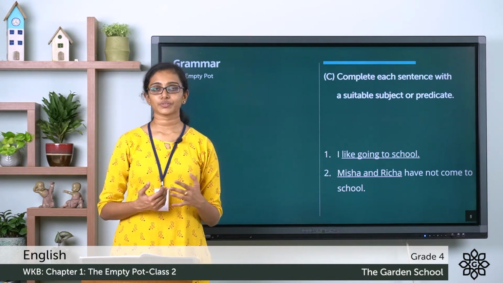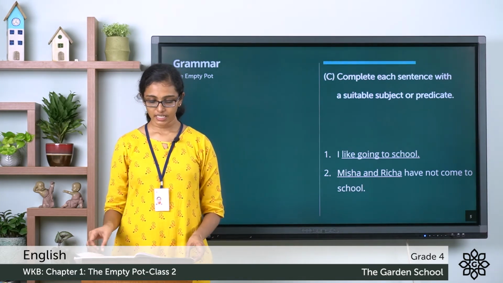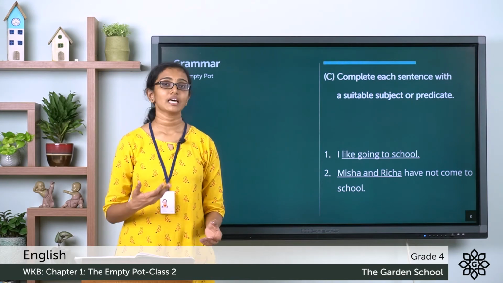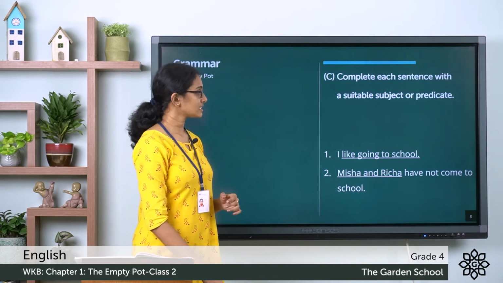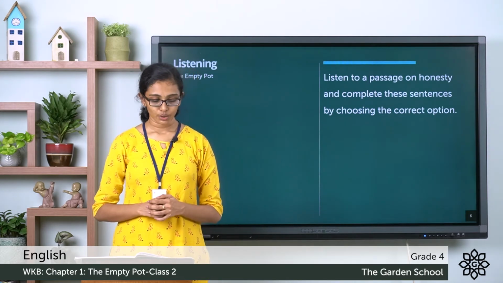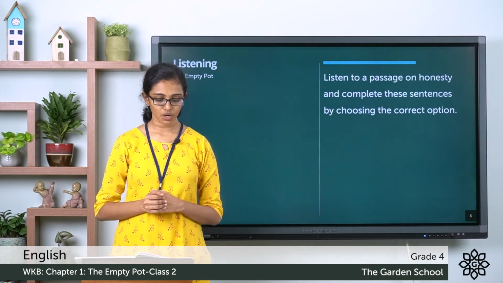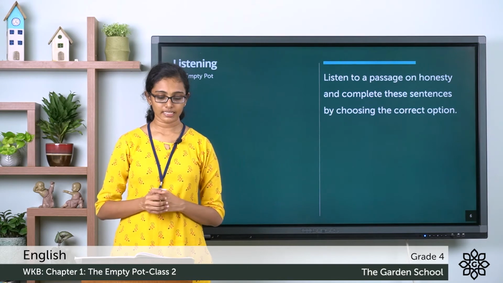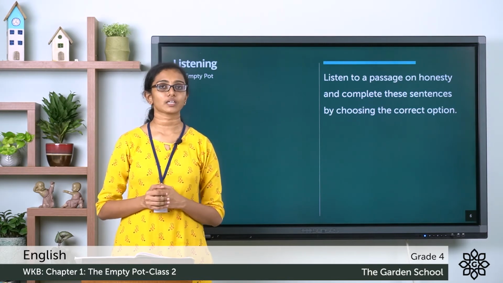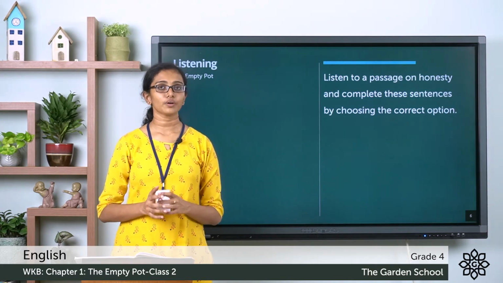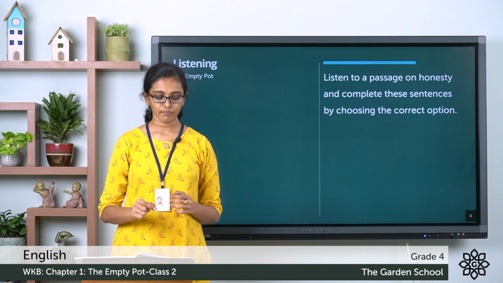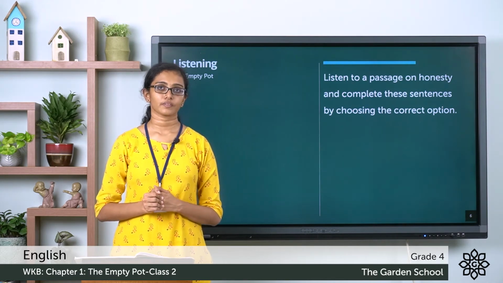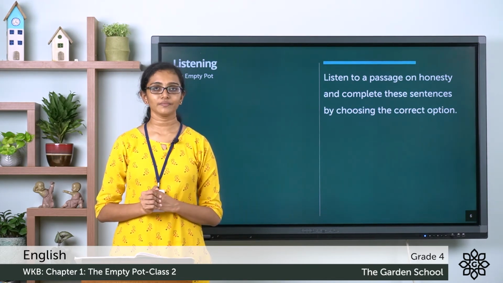Similarly, complete the rest of the sentences from the exercise before moving on to the next section. Which is the next section? This is the listening exercise. Here, you have to listen to a passage on honesty and complete these sentences by choosing the correct option. So, I'll read out a passage to you about honesty. Listen to it carefully so that you can complete the questions given here. So, listen to this very carefully.